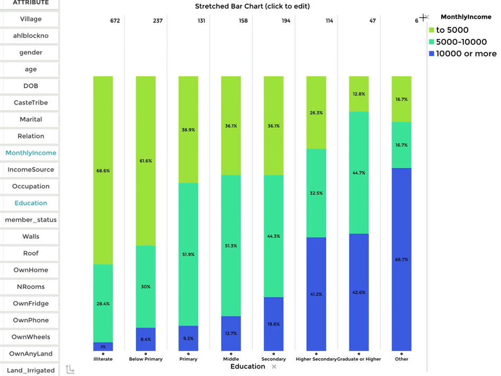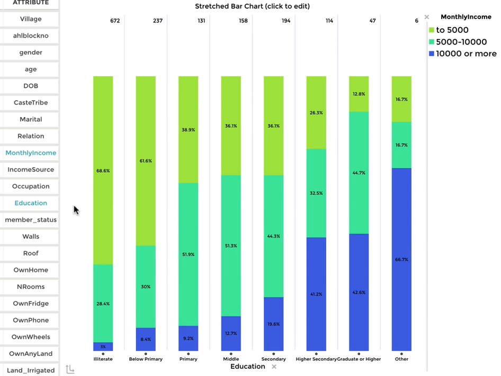So here we have 6 in Other, but there are 47 in graduate or higher. And we can really see how the income of these people who've had more education exceeds the income of the people who've had less education.